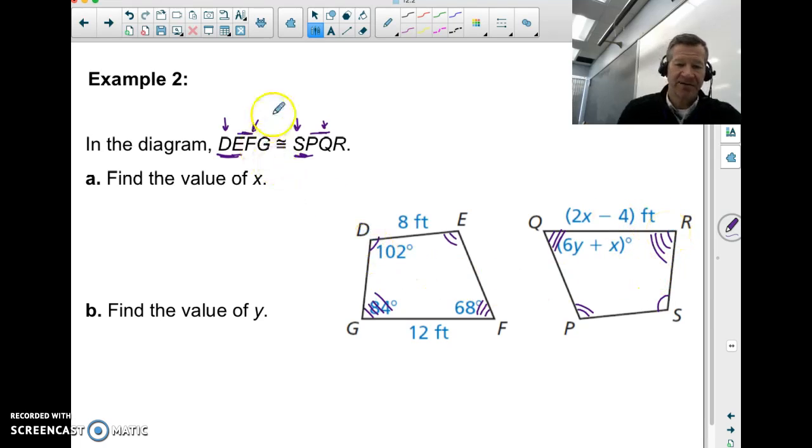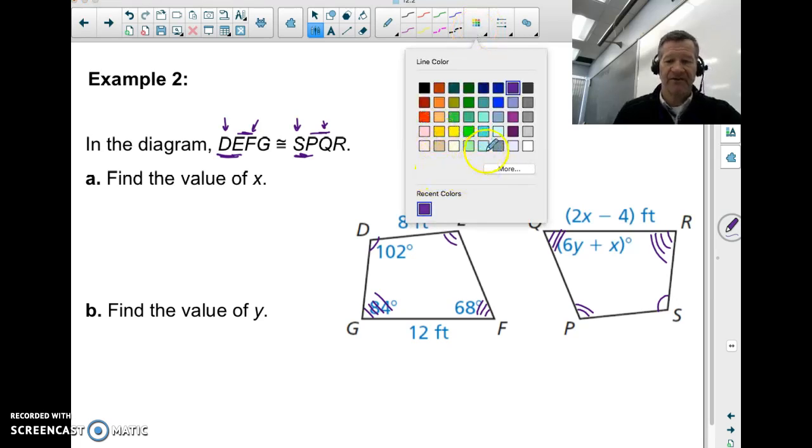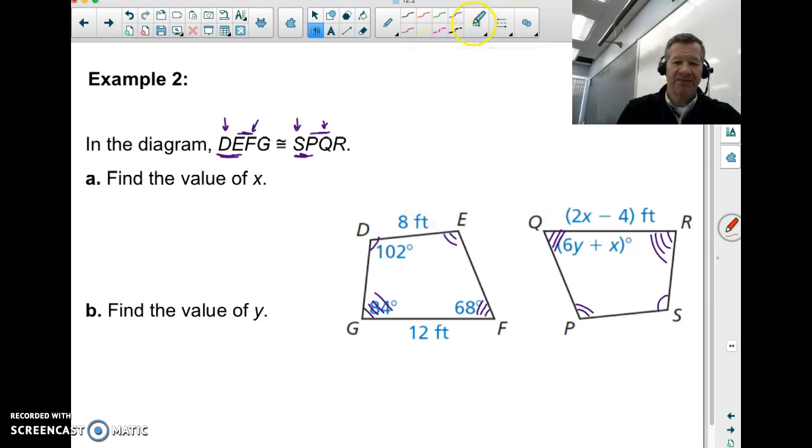All right, same with segments. Let me use a different color for those. So segment, for example, DE is the same as SP. So DE and SP. EF and PQ are the same. FG and QR. And then by process of elimination, GD and RS, the first and last, are the same.